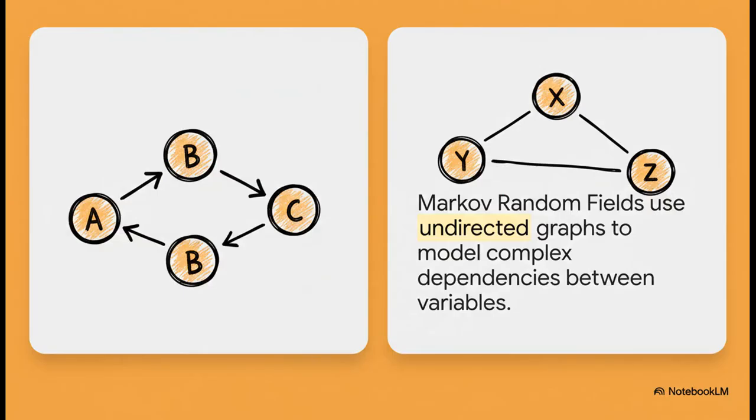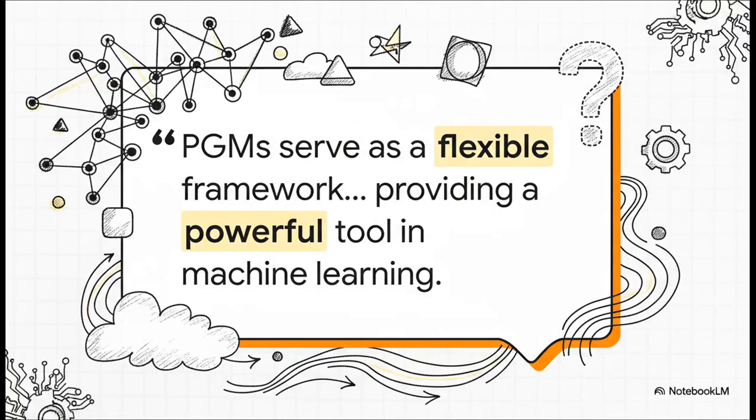These graphs come in two main flavors. First up, you've got Bayesian networks. These use directed graphs, with arrows, to show cause and effect. Pretty straightforward. A causes B. Then, on the other hand, you have Markov random fields. These use undirected graphs, so just lines connecting things, no arrows. They show correlation. So it's more like A and B are related, but it doesn't say one actually causes the other.